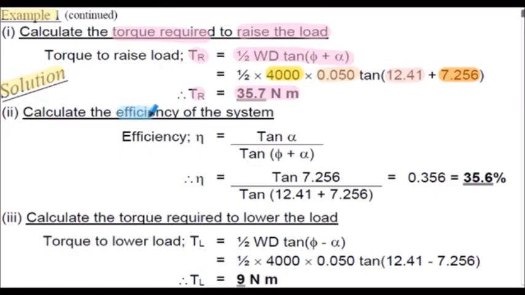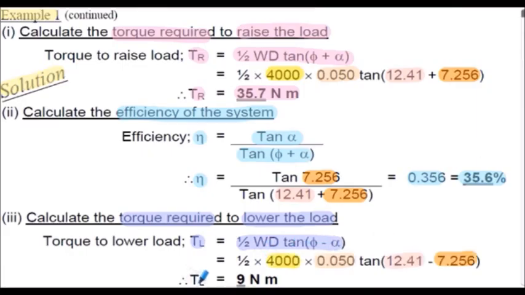Next we calculate the efficiency of the system. We have our formula for efficiency: tan alpha divided by tan of phi plus alpha, and again inserting the values, the efficiency calculates to be 0.356, or of course 35.6%. And finally we calculate the torque required to lower the load. Again, here's our formula derived earlier. In this case alpha is less than phi, and again inserting the values, the torque required to lower the load is 9 Newton meters. That's the full solution to example 1.